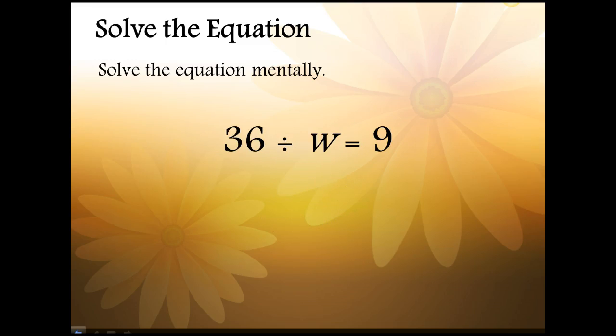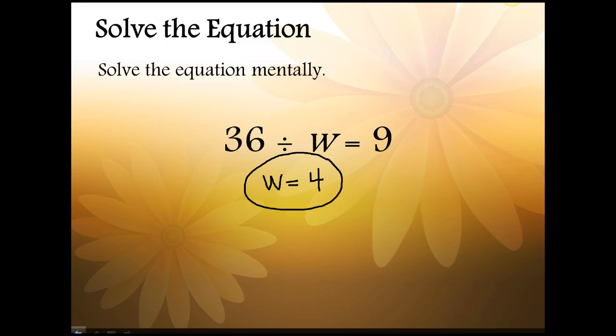Let's solve 36 divided by w equals 9. You might simply know your math facts and know that w equals 4. You also could divide 36 by 9 to get 4, or think to yourself, 9 times what equals 36? There are lots of ways to think about it, but they all lead us to the same solution of w equals 4.